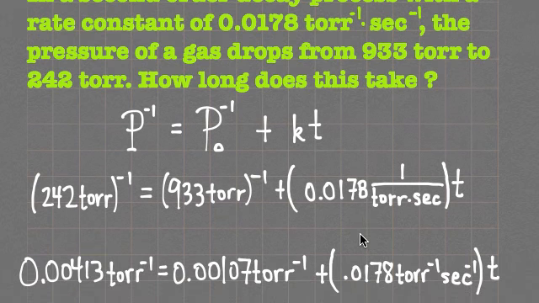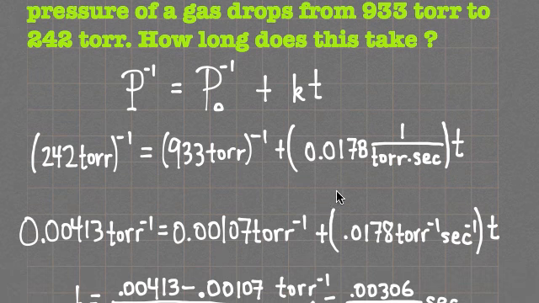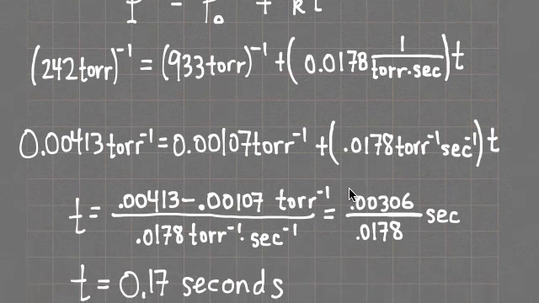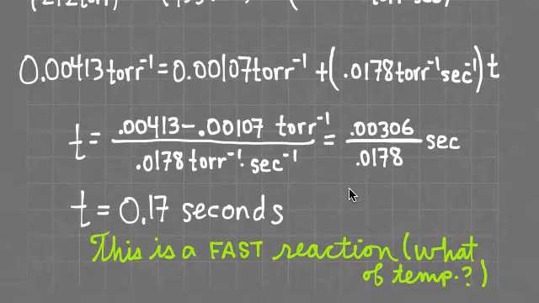Now comes the math. So I took the reciprocal of 242, take the reciprocal of 933, the constant is told to me, there it is. And solve for t, subtract this term over to the other side and divide by this small number. Finally, 0.17 seconds. So in other words, this is a fast reaction. Proceeds quickly to completion.